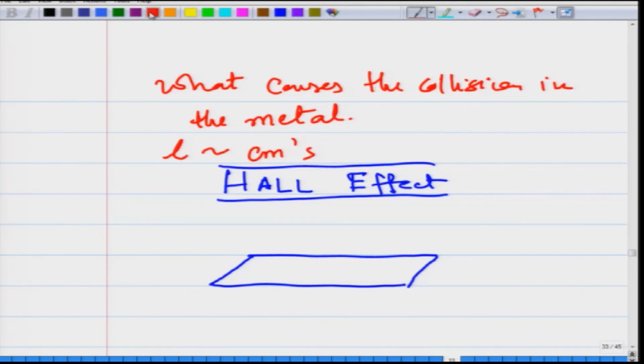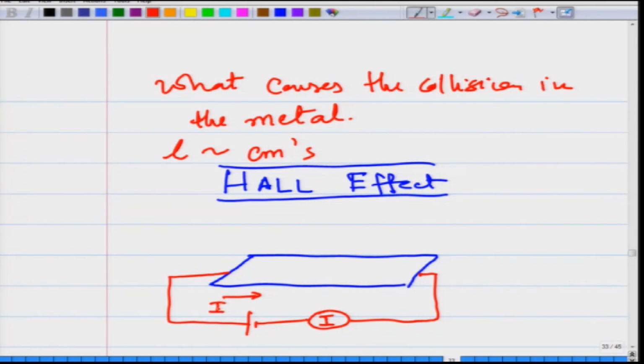Let us say that we apply a voltage across this. Because of the voltage which is applied, there will be a current I which will start flowing through the metal.